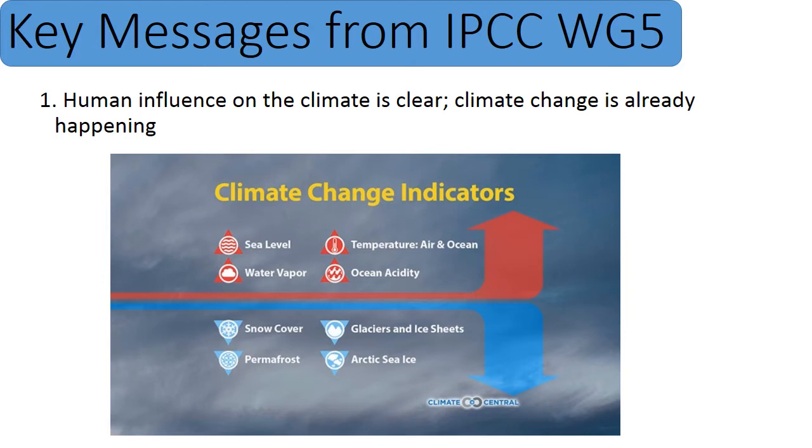We have also seen decreases in some parts of the climate. We have seen decreases in the amount of snow cover, decreases in permafrost, and remember that permafrost is land that is permanently frozen. We've seen decreases in the amount and coverage of glaciers and ice sheets, and we've seen decreases in Arctic sea ice. So that is ice that is found in the sea up in the Arctic region.